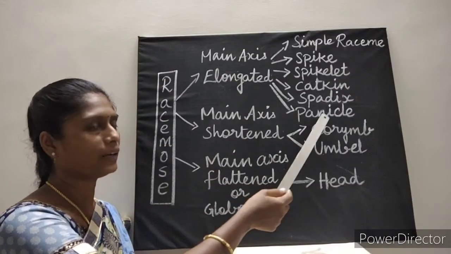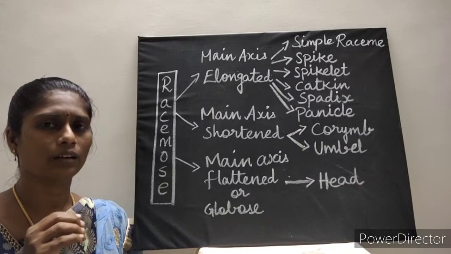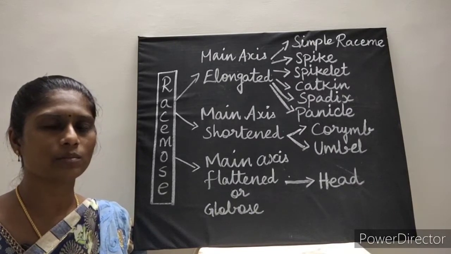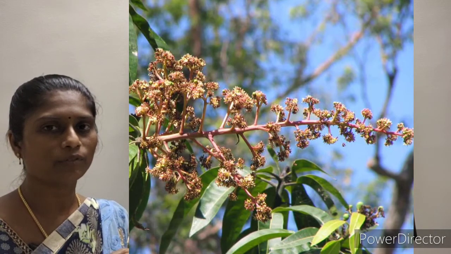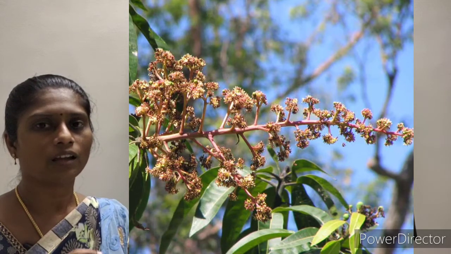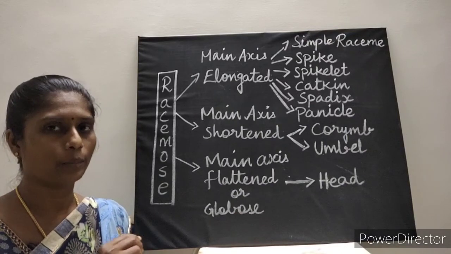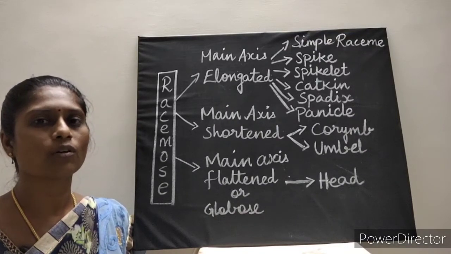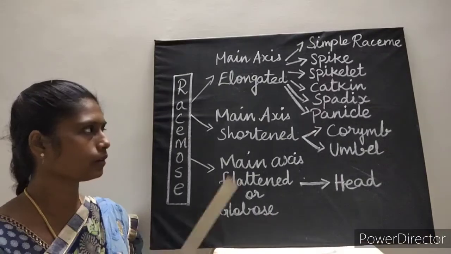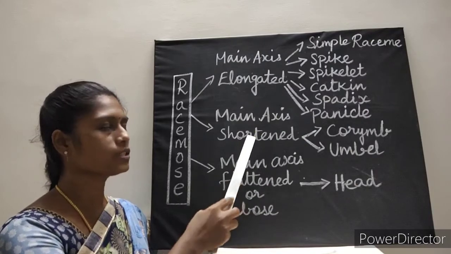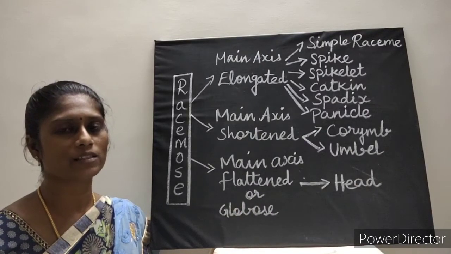Next one is panicle. Panicle is a branched raceme. Examples for panicle are Mangifera, neem and so on. This panicle is otherwise known as raceme of racemes or compound raceme. Next, main axis shortened. What is main axis shortened? Here the central axis shows reduced growth, and that is called main axis shortened.